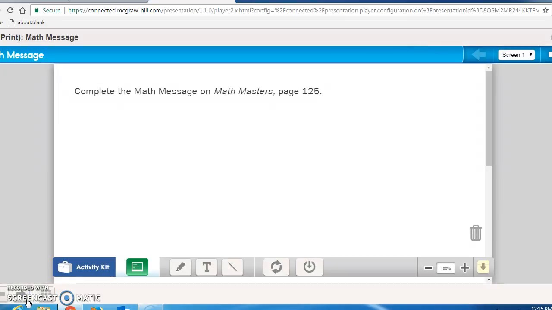So complete the math message on Math Masters, page 125. If you do not have that, I want you to come back to me and get it from me. Basically, that's just doing exactly what I just did with you previously. So if you don't remember or can't do it from what I've just shown you, you're going to have to rewind this recording and play it again. So pause the tape now and please go get Math Masters page 125 if you haven't done so.